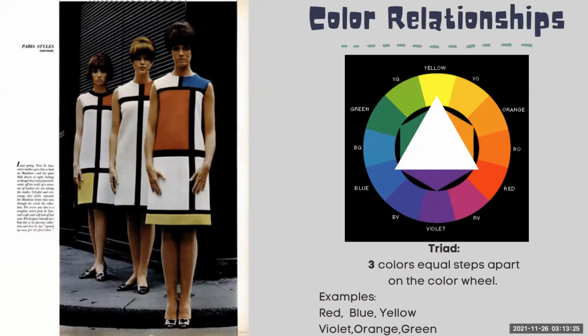The next color relationship is a triad. Triads are three colors equal steps apart on the color wheel. Examples are red, blue, and yellow, and violet, orange, and green. This color harmony of red, yellow, and blue was first utilized and really explored by an artist.